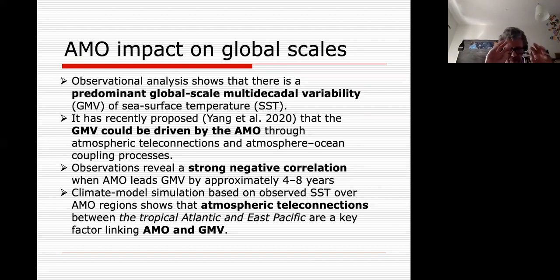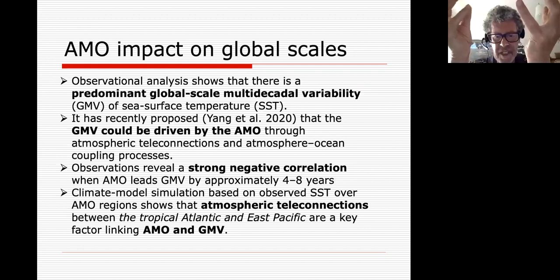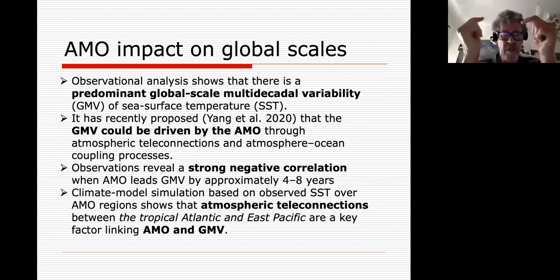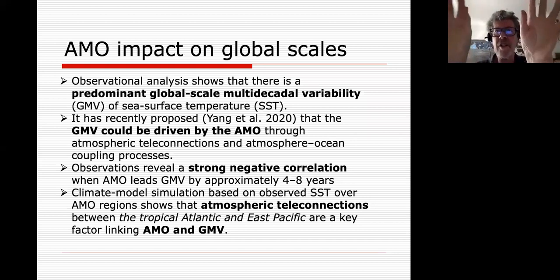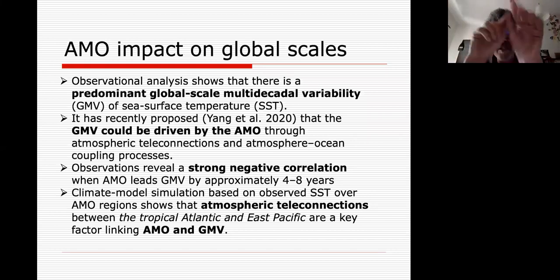So again, when you move to longer scales, you cannot disregard the effect of the atmosphere on the ocean and the ocean on the atmosphere. This is true for local processes, but also at global scale. This is a nice example of what happens when you look at the SST signal and its variability, and you correlate it with a limited area, and the correlation is not due to oceanographic processes, but to atmospheric teleconnection at global scale.